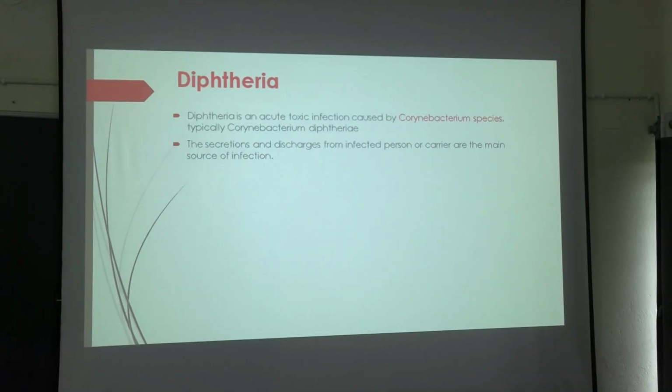One is diphtheria, second is pertussis, and third is tetanus, and respective vaccines. Coming to diphtheria, what is the causative organism of diphtheria? Corynebacterium diphtheriae. Is it a gram-positive or gram-negative organism? Gram-positive organism. So diphtheria is an acute toxic infection. It is caused by the bacteria Corynebacterium species, typically Corynebacterium diphtheriae, and the secretions and the discharges from the infected person or carrier are the main source of infection.